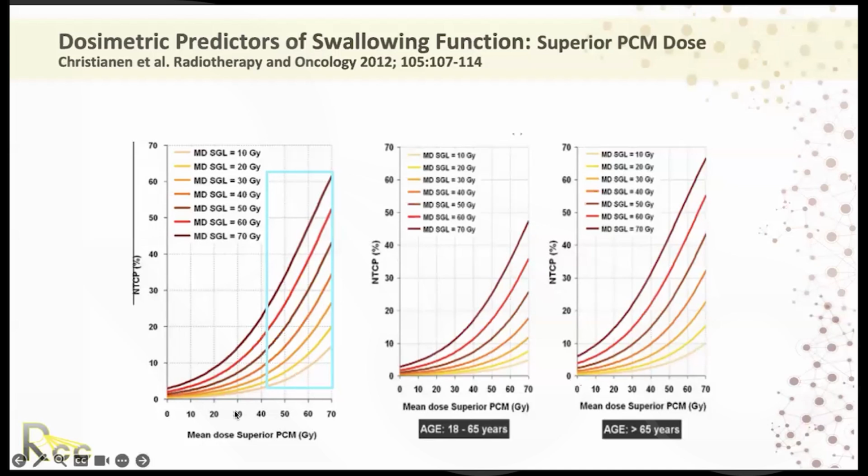This is looking at superior constrictor dose in combination with supraglottic larynx dose, showing you the likelihood of what you will see in patients. As both of these doses go beyond 45 gray, there is an increased incidence of swallowing dysfunction. This is data from Denmark.